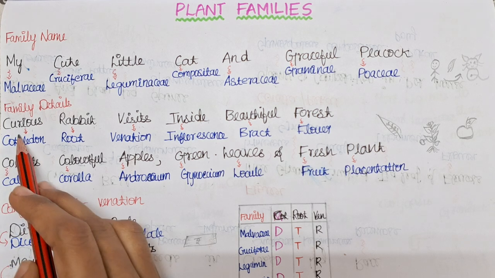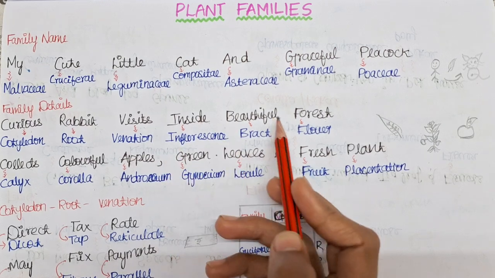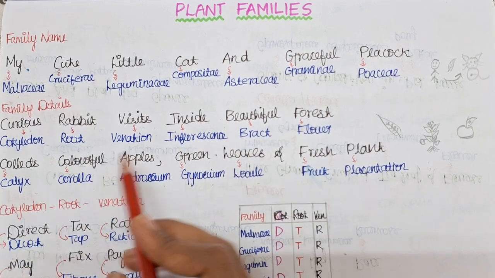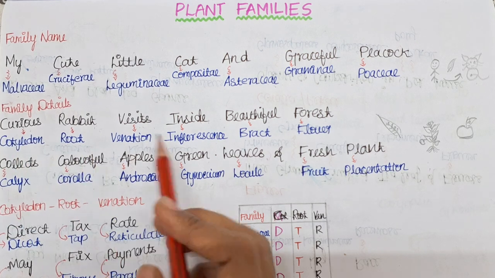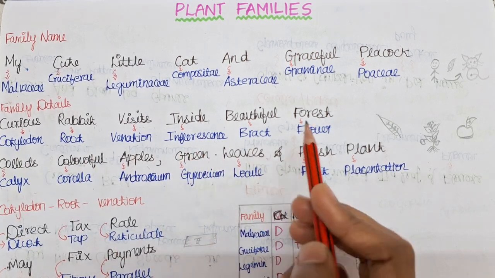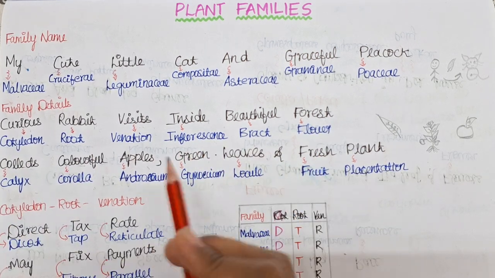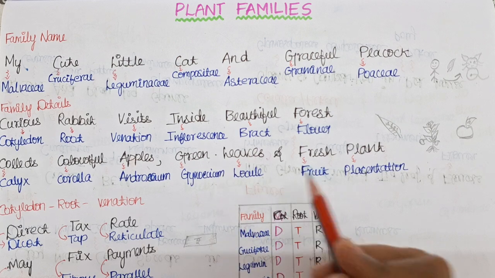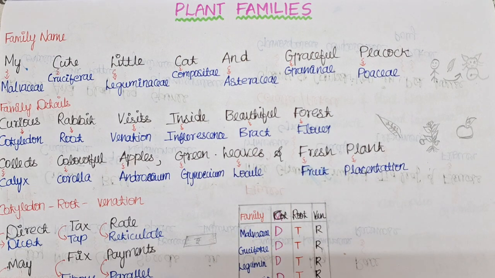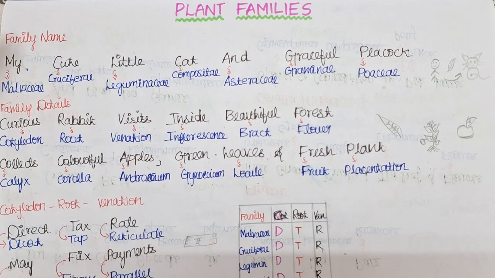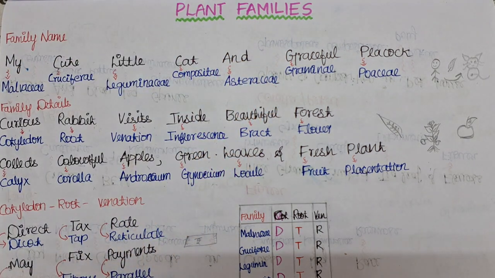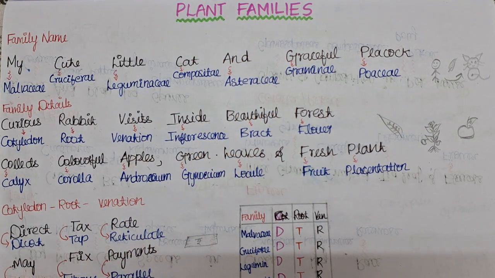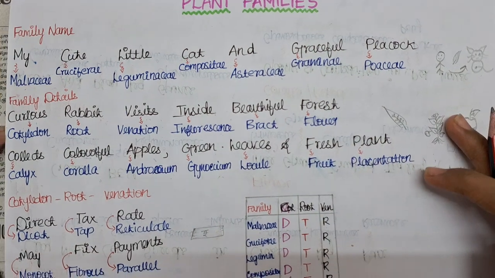Let's repeat. Curious rabbit visits inside beautiful forest, collects colorful apples, green leaves and fresh plant. So cotyledon, root, venation, inflorescence, bract, flower, calyx, corolla, androecium, gynoecium, locule, fruit and placentation. So are we clear? These are the family names, my cute little cat and graceful peacock. Then these are the family details. Now we will be seeing the details in detail.